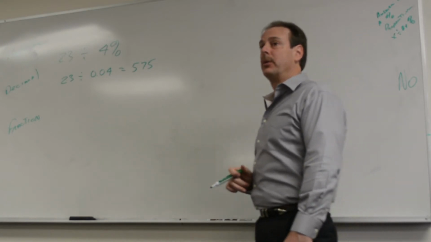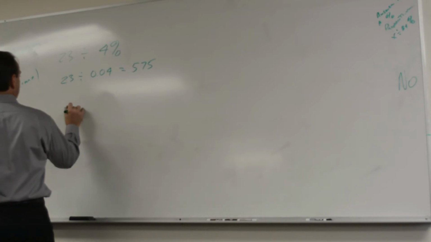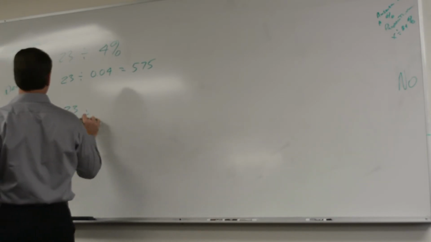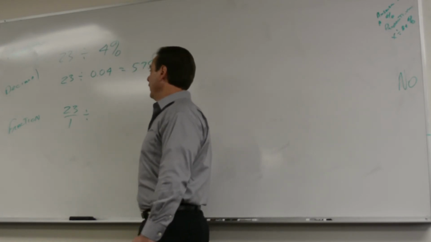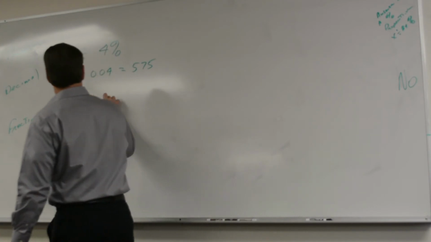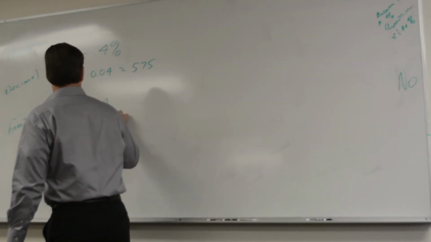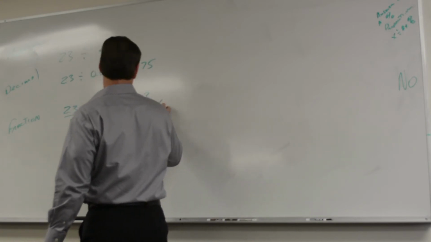All right, how about the other way? What do we have to do here? 23 over 1 divided by. Is it always going to be over 1? Yeah, any whole number is always over 1. And what are we going to put here for our second term? 4 over 100.